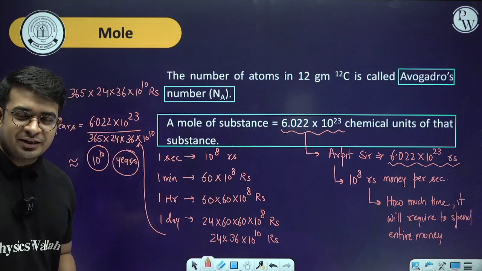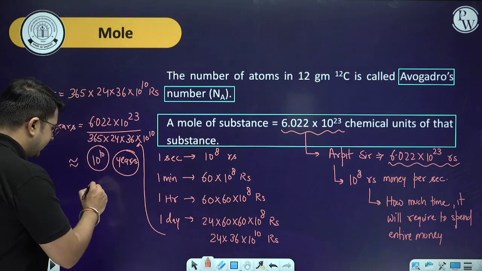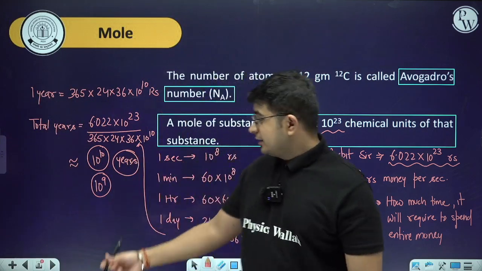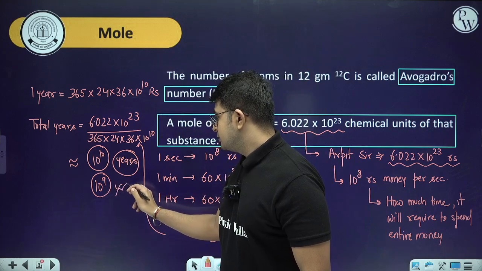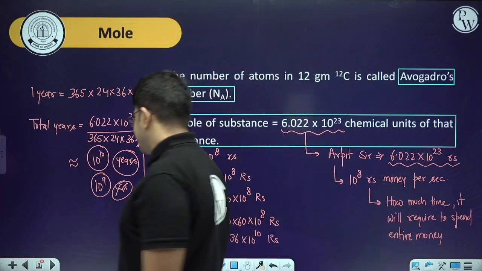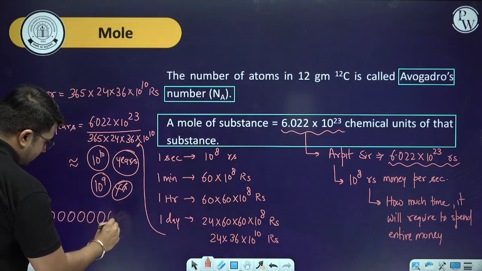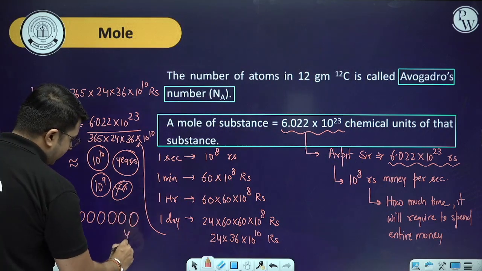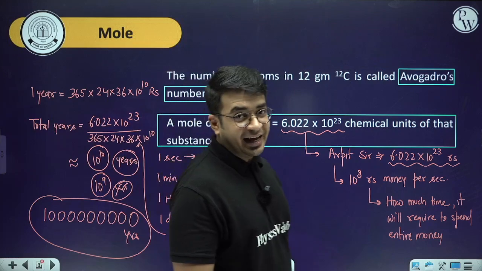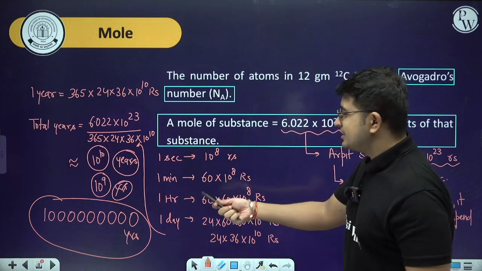You can let me know the answer in the comment box, definitely. But let's say that will require 10 raised to the power 10 years, or let's say 10 raised to the power 9 years, whatever it is. Let's say it will require 10 raised to the power 9 years. It means, if I am writing it, it will be 1 followed by 9 zeros. These many years will be required to spend my entire money if I am spending 1 crore rupees per second.